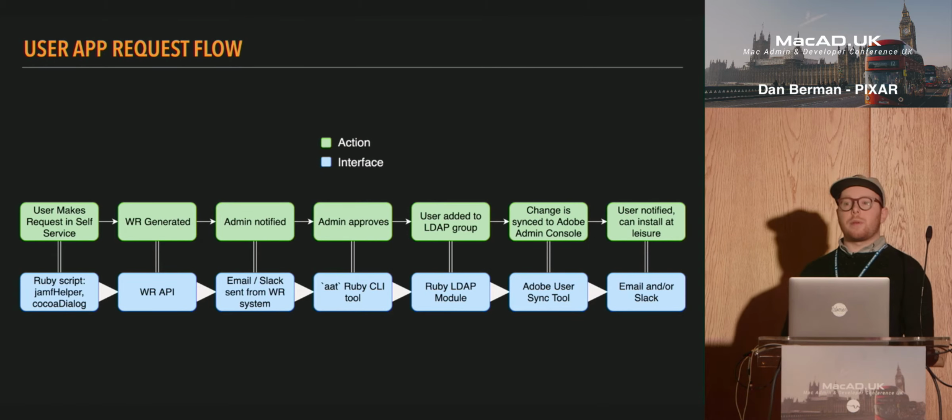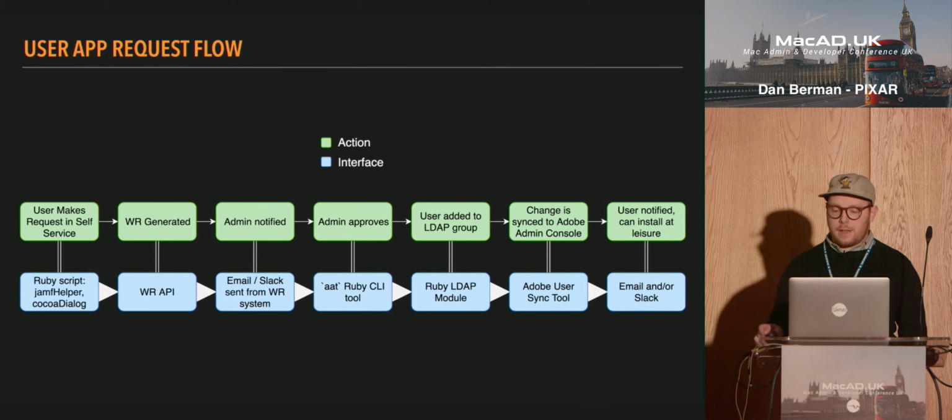So here's sort of what's happening under the hood throughout that process. Again, in green, that's what's happening on the user side or with the admin, just the actions that are happening. And then the interface is in blue, what's actually making that happen. So it starts with the self-service request, which is basically a Ruby script that's calling CocoaDialog to get that user reasoning, and then jamfHelper to throw up that pop-up. That talks to our work request API. That's all internal, but every service desk or work request help desk system has an API, pretty much. And so then the admin is notified either via email or Slack.